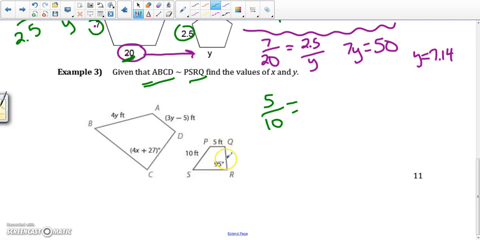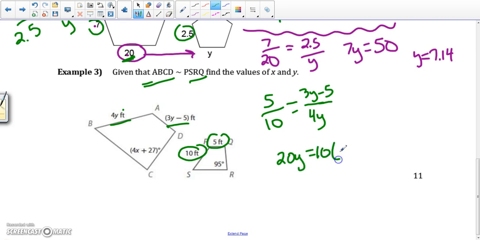now it has to match up with the other side of my proportion. 5 is to 10, and these have to match up as 3y minus 5 is to 4y. So notice how those proportions always match up. 5 is to 10 as 3y minus 5 is to 4y. Alright, so we cross multiply again. 20y equals 10, and careful here, make sure you distribute that 10 through.